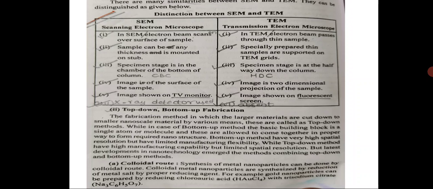The colloidal route. Synthesis of metal nanoparticles can be done by the colloidal route. Colloidal metal nanoparticles are synthesized by reduction of a metal salt by a proper reducing agent. For example, gold nanoparticles can be prepared by reducing chloroauric acid, HAuCl4, with trisodium citrate, Na3C6H5O7.